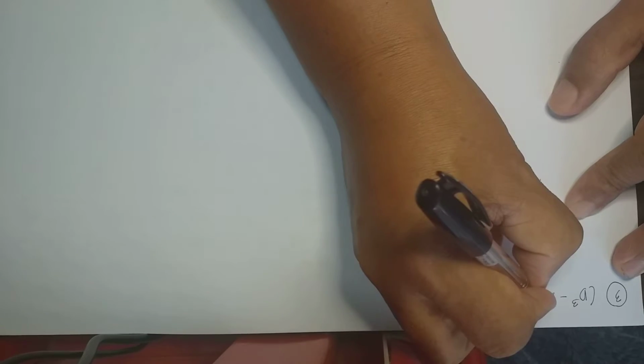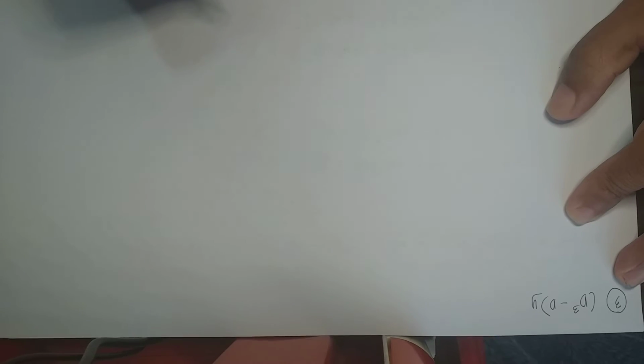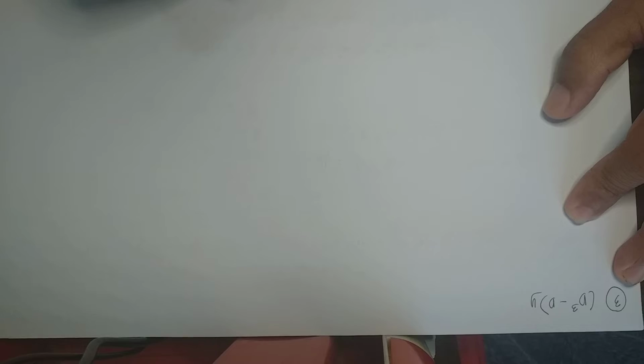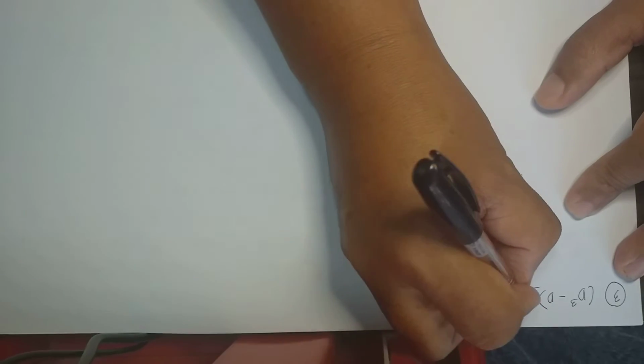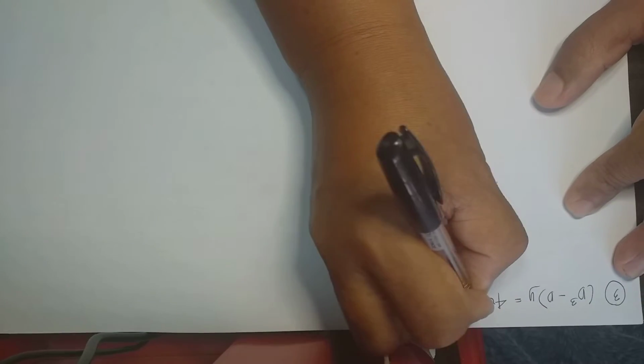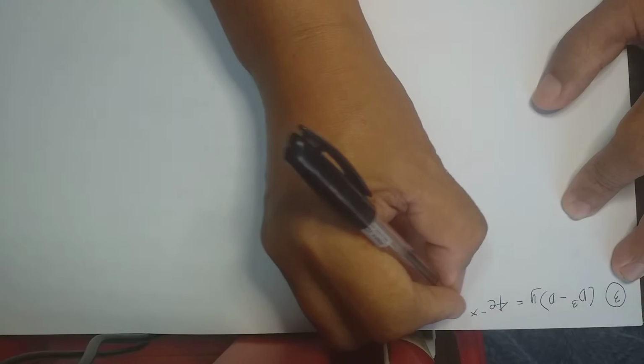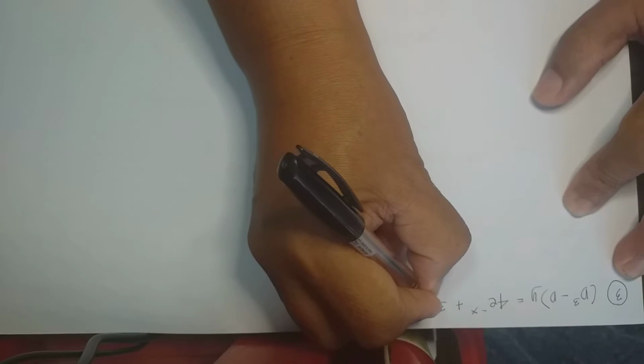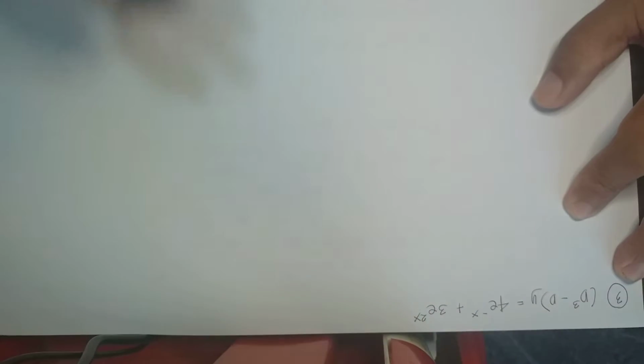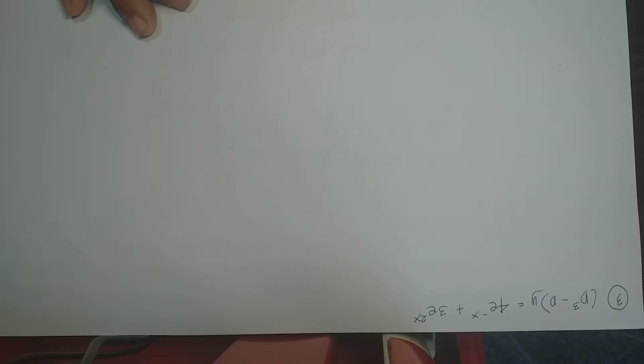D cube minus d y is equal to 4e to the negative x plus 3e raised to 2x. Okay?